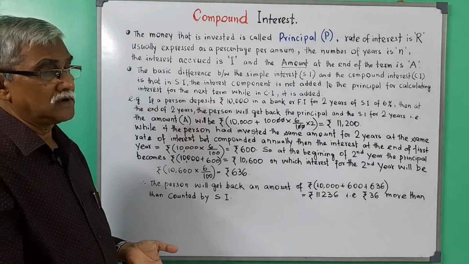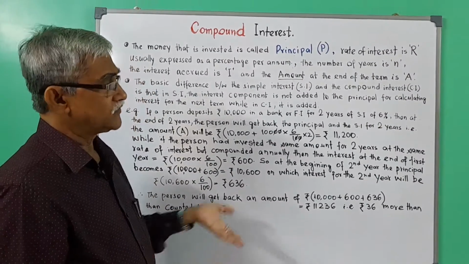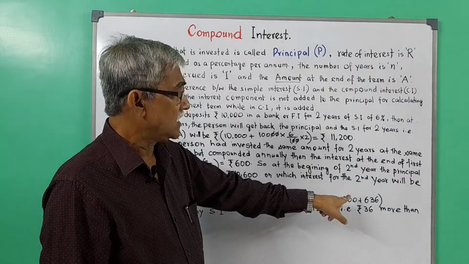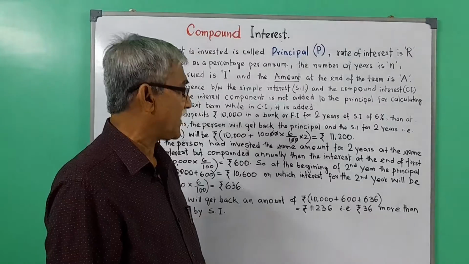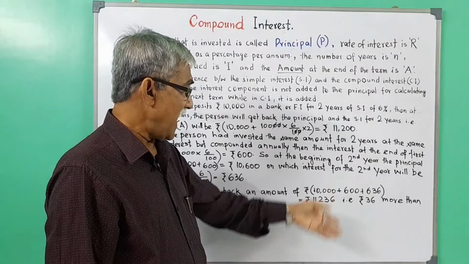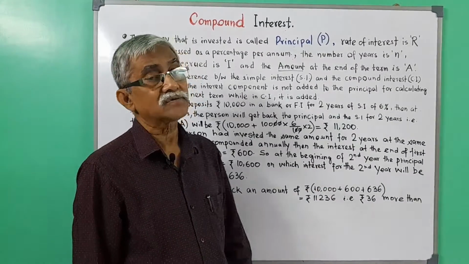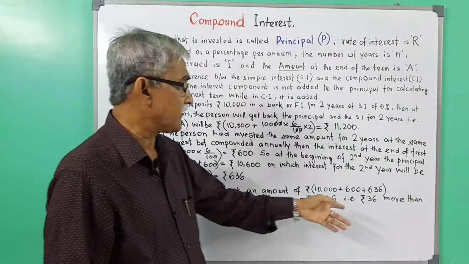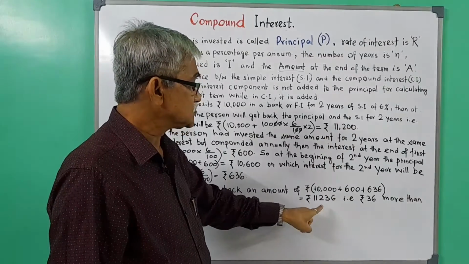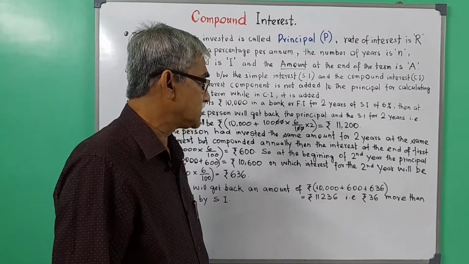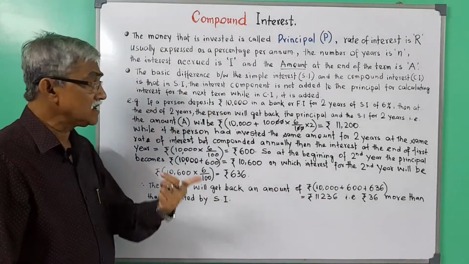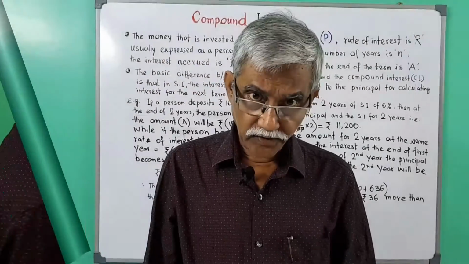So the person will get back the amount from the institution or from the bank as the principal rupees 10,000, the interest for the first year rupees 600, and the interest for the second year 636. So if we add it up, the sum becomes rupees 11,236. So you see, for the simple interest it was 11,200, and counted by CI it becomes 11,236. That is rupees 36 more than that counted by SI.